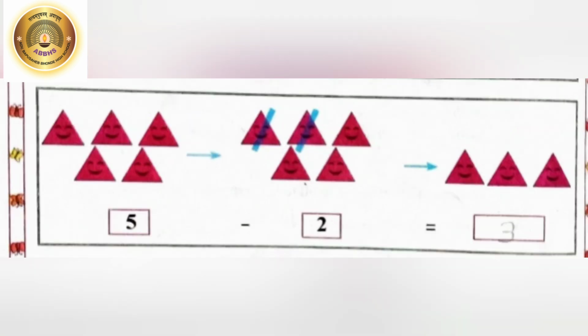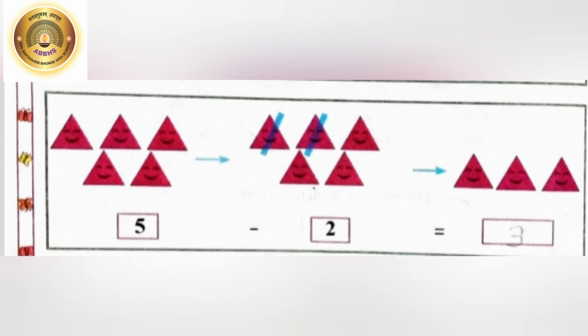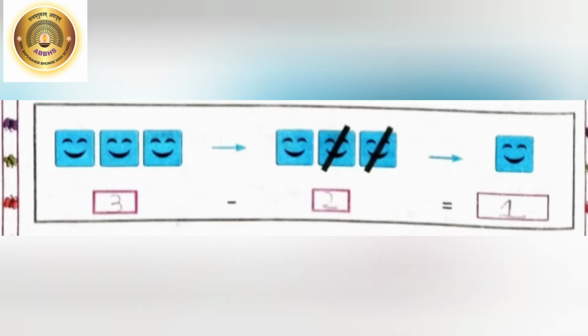Go to the third picture. There are triangles drawn. How many triangles are there? 1, 2, 3, 4 and 5. Out of which 2 have been cut. So how many are left? Count. 1, 2 and 3. 3 are left. Go to the next picture. There are square boxes. How many boxes are there? 1, 2, 3. Out of which 2 have been cut. How many are left? 1 is left.